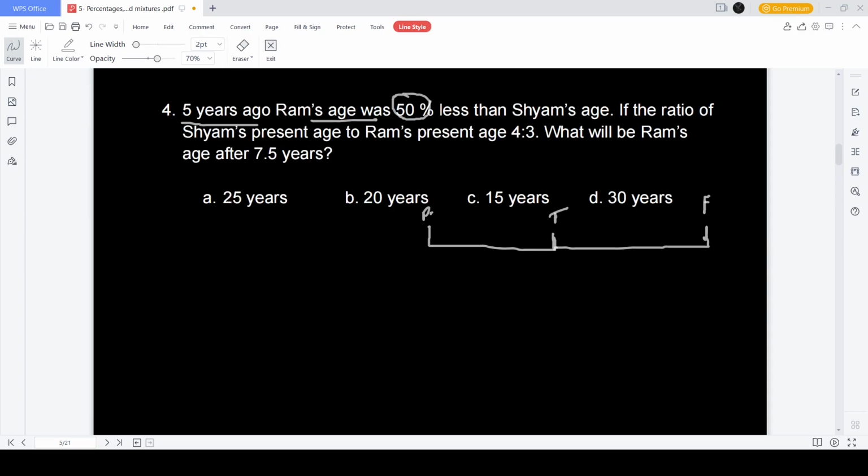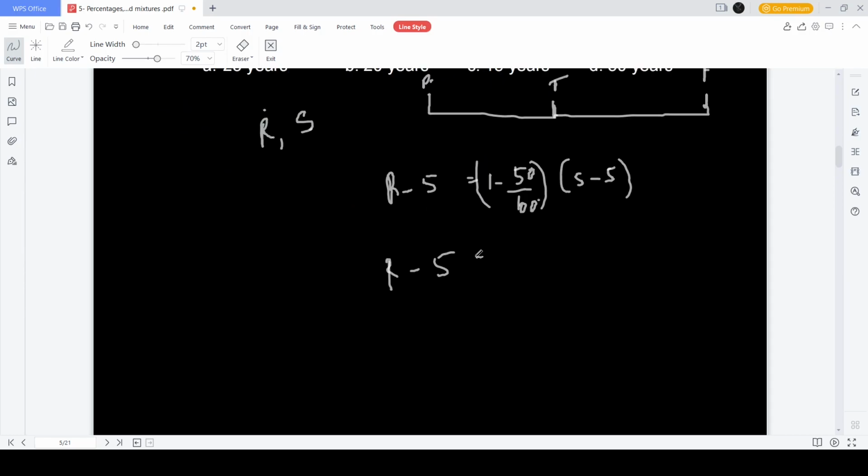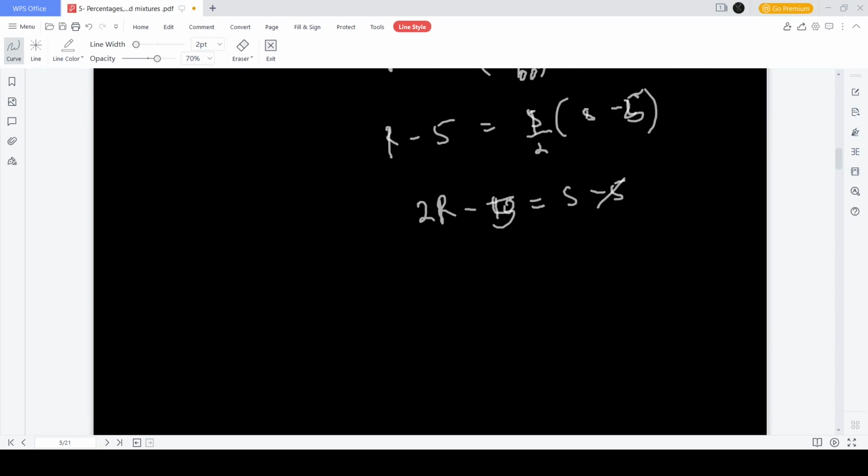So when they went back, always think that you're going back in time. We'll say Ram's present age is R, Shyam's present age is S. So 5 years ago, both were R minus 5 and S minus 5 respectively. Ram's age was 50% less, so we do R minus 5 is equal to 1 minus 50 by 100 into Shyam minus 5. So R minus 5 is equal to 50 by 100 into S minus 5. So this comes as 2R minus 10 is equal to S minus 5. So our first equation is 2 into Ram's age minus 5 is equal to Shyam's age.